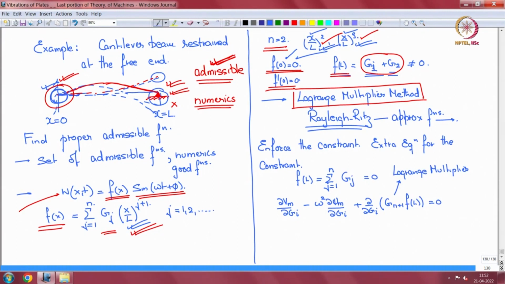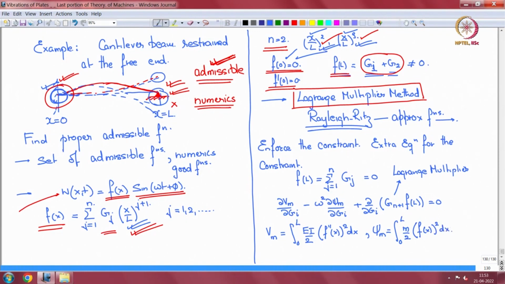And then what are my Vm's? The same original Vm. Vm is the same original integral 0 to L EI by 2 f double dash x squared dx, and psi m is integral 0 to L m by 2 f of x squared dx.